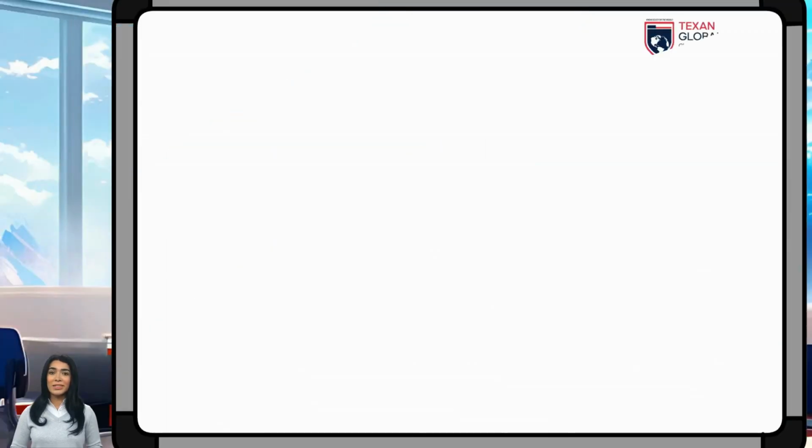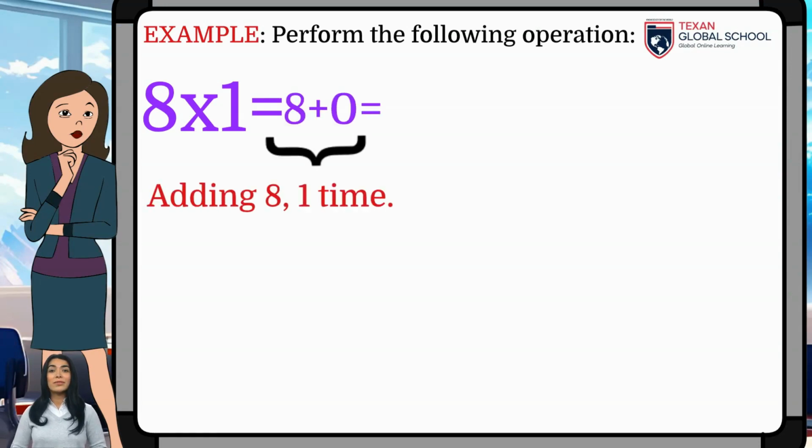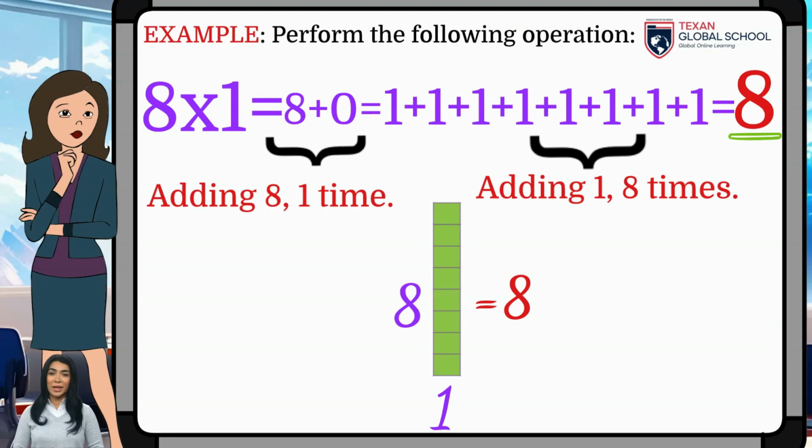Let's see a first example. If we multiply 8 by 1, this means that we add 8 only once, or we add 1 8 times. Therefore, 8 times 1 is 8. The model represents 8 squares in 8 rows by a column. So, we have 8 ones. Hence, we conclude that 8 times 1 is 8.